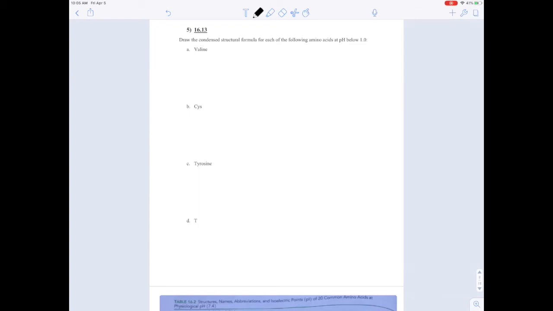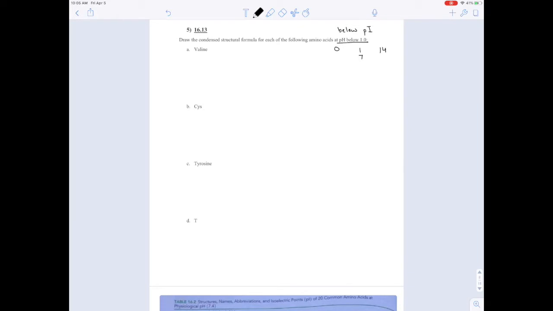Chapter 16, question 5, asks you to draw the condensed structural formula for several amino acids at a pH below 1. Now remember, the pH scale goes from 0 to 14, where 7 is neutral. So 1 is really acidic. A pH below 1 is going to be below the pI of these amino acids. We'll deal with that part of the question second.